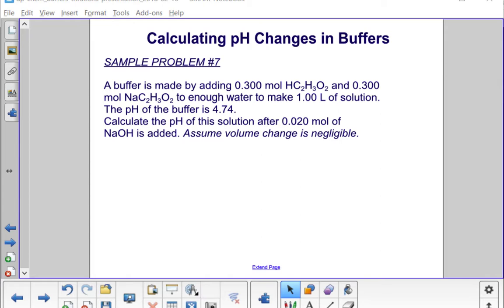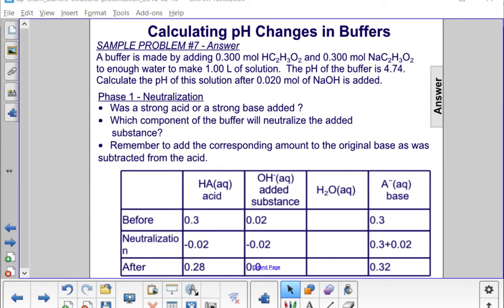Assume that in adding that 0.02 moles, the volume change of the solution is negligible. All right, so phase 1 to solving this sample problem is the neutralization of the addition of the NaOH. So we added NaOH. The question is, was a strong acid or a strong base added? NaOH is a strong base.